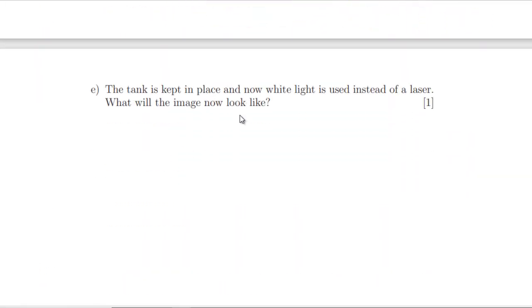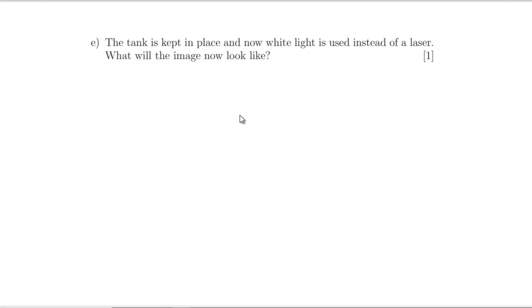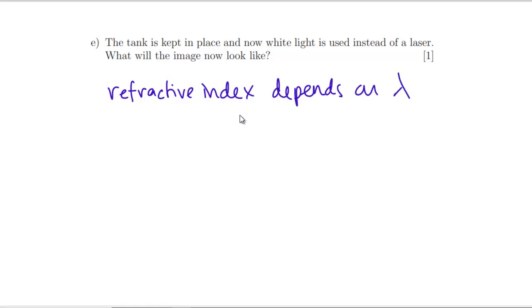I mean, it's not that complicated. The tank is kept in place. Now white light is used instead of a laser. What will the image look like now? Okay, well, if we've got white light, you're going to get different refraction based on the wavelength. So we're saying that refractive index is a function of wavelength. So refractive index depends on wavelength. So that means we're going to get a rainbow spot.